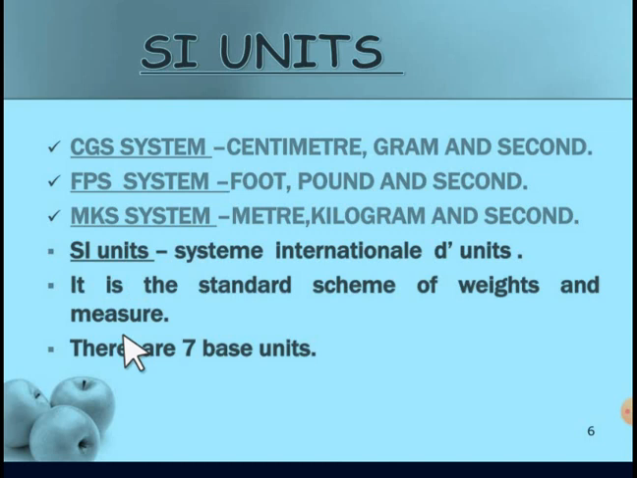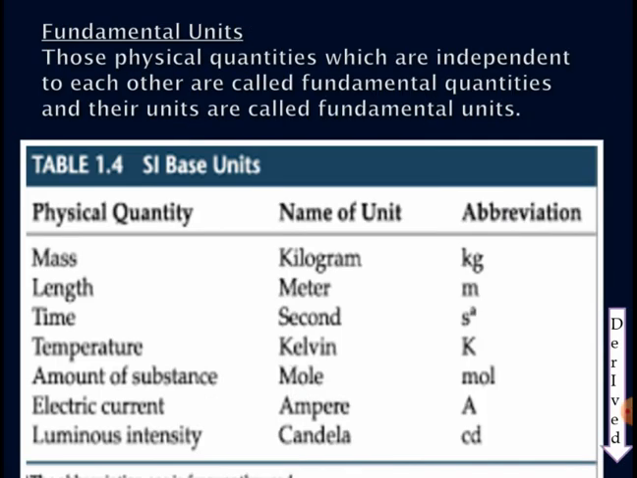Got it? There are 7 base units, as I said. These 7 base units we also call the 7 fundamental units. What do they represent? Length, mass, time, temperature, amount of substance, electric current, and luminous intensity.